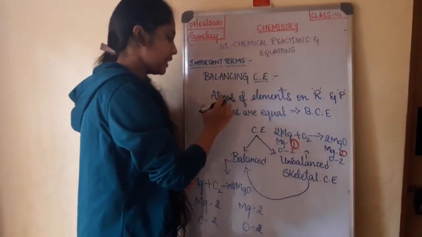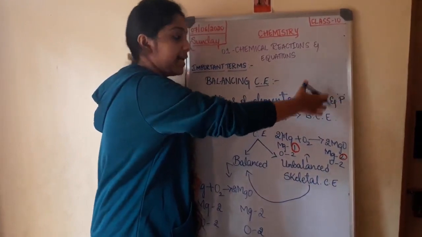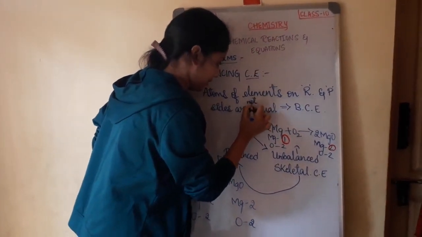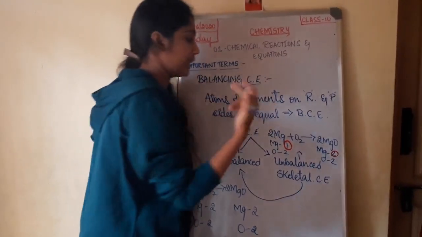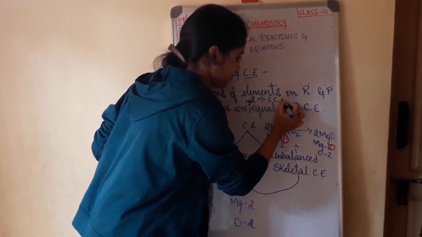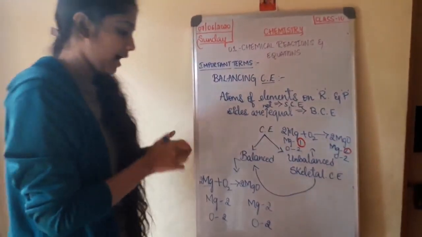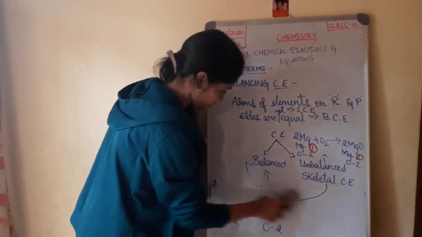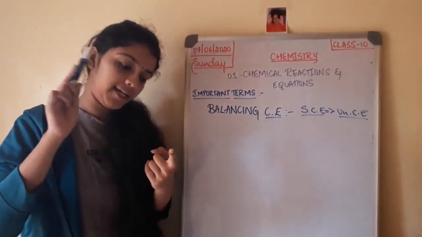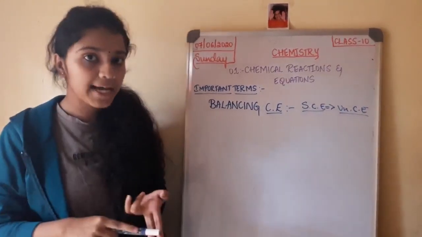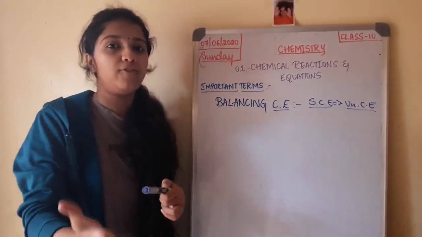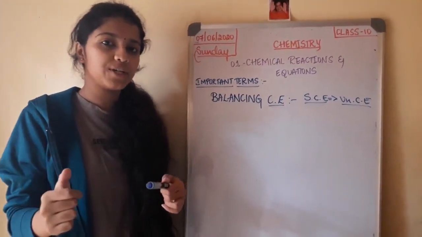Whereas if the atoms of elements on the reactant side and the product side are not equal, then that is called a skeletal chemical equation. I think you all understood this. I have told you what balanced chemical equations are and what unbalanced chemical equations are. Didn't you get the doubt: why should we balance chemical equations?